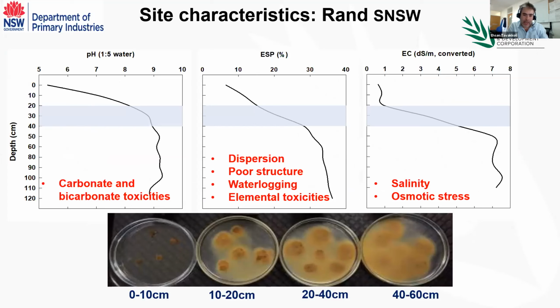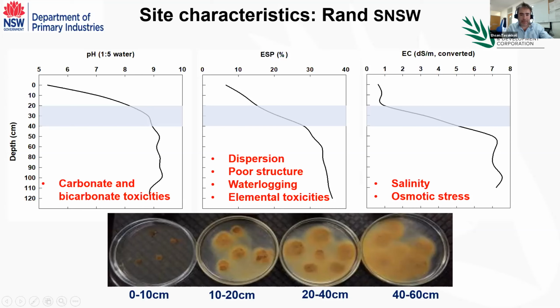Okay, so we've got a property that has a pH of about 5 in the surface, and as you go into the deeper soil profile, that pH goes up to 9. So this is a classic sodic dispersive soil, where even though the pH in the surface can be neutralized, as you go into the deeper soil profile, the pH increases by depth into extreme alkaline condition. And that pH itself can cause a problem because of carbonate and bicarbonate toxicity.